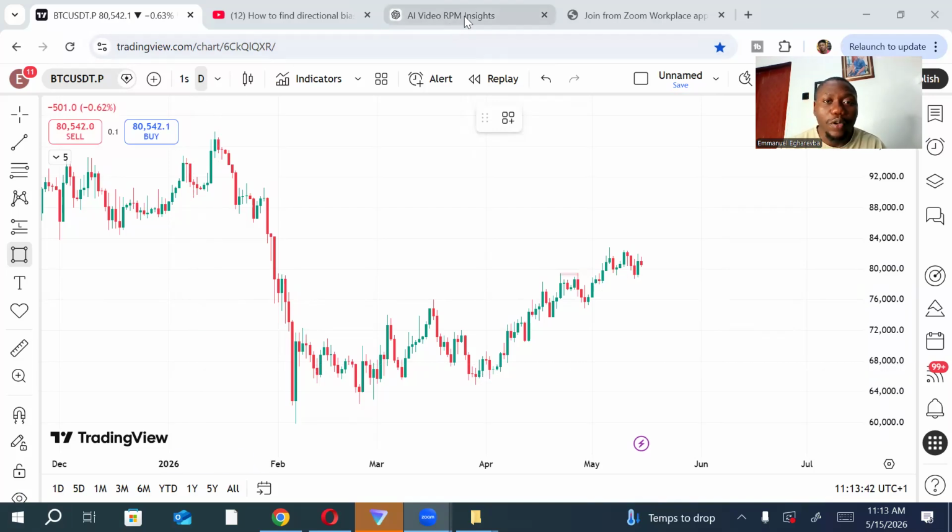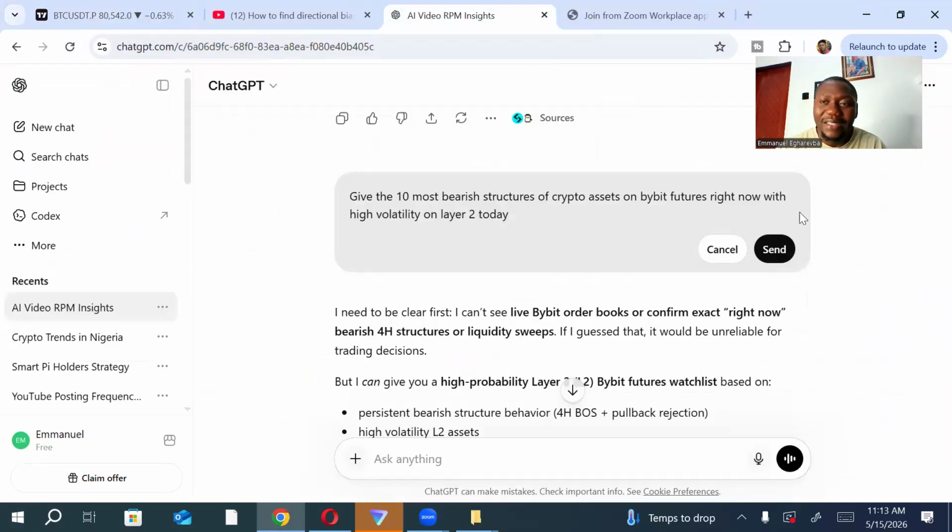The first thing you want to do is go to your ChatGPT and paste this prompt. Give the 10 most bearish structures of crypto assets on Bybit futures right now with high volatility on layer 2 today. Click on send and it will give you a response.